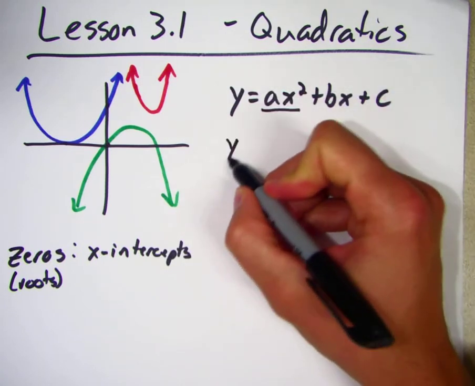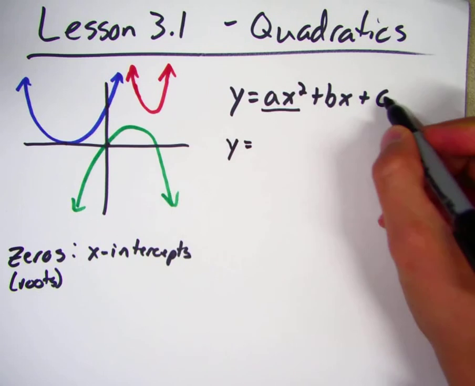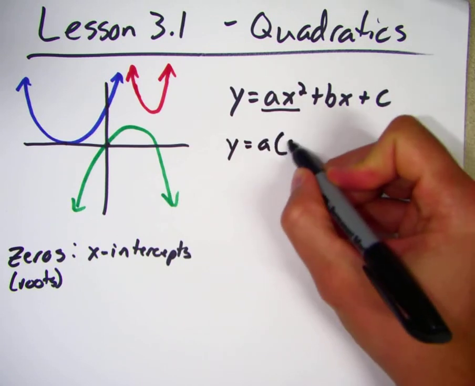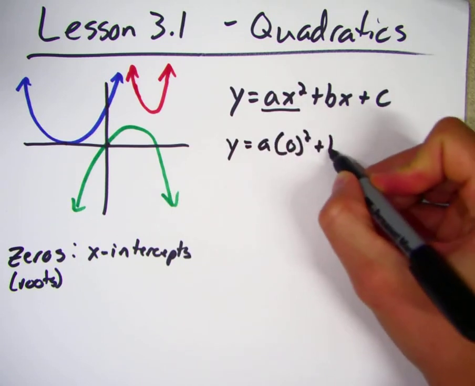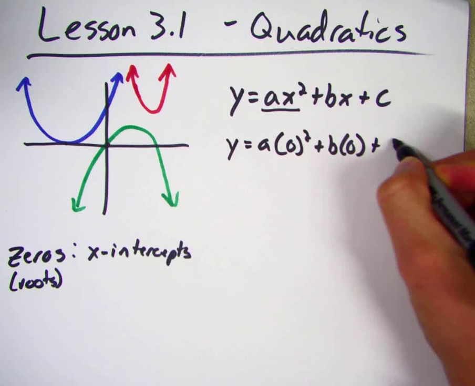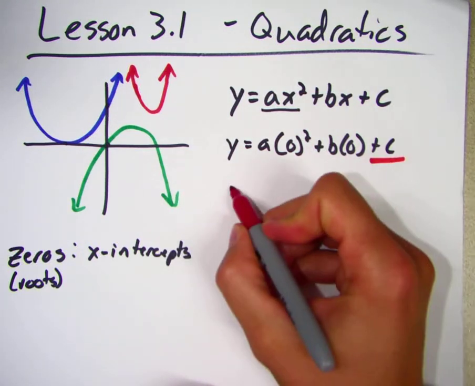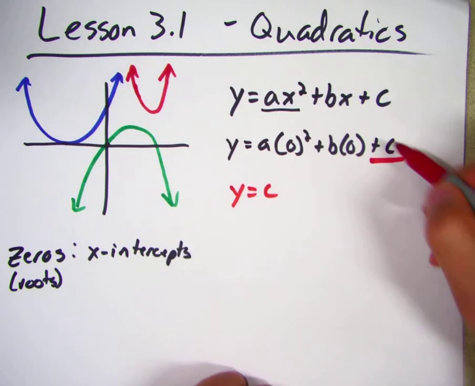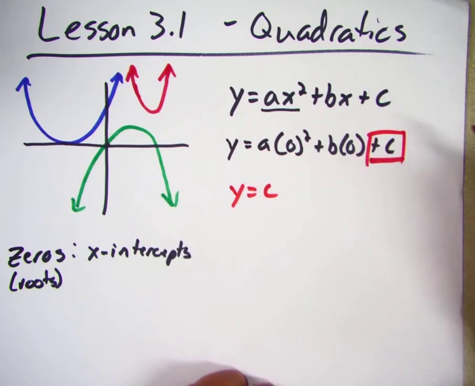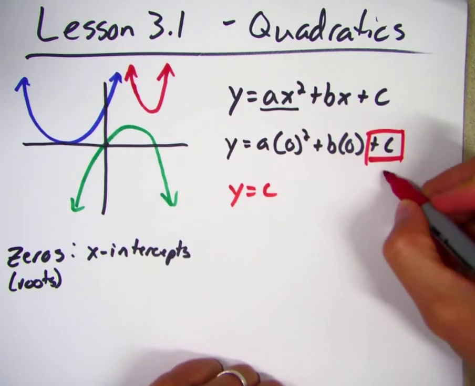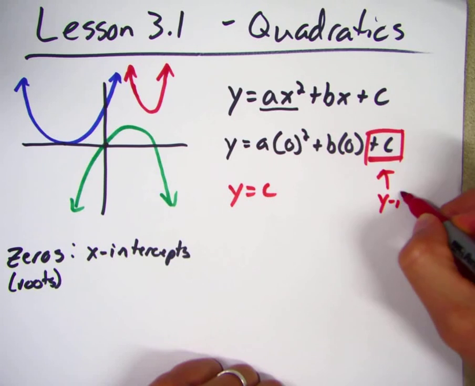Well, if you think about it, no matter what a, b, and c are, if I put 0 in for my x's, there's only one thing that's going to be left: c. So if you have your formula in standard form, c is always going to be the y-intercept.